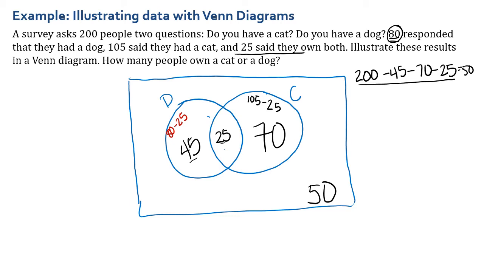So if I'm asked how many people own a cat or a dog, that's finding that union, because remember, or can be one or the other or both. So we're finding the union of the cat and dog. So that would be adding up all of those regions. So 45 plus 25 plus 70, which equals 150. So there were 150 people that owned a cat or a dog.